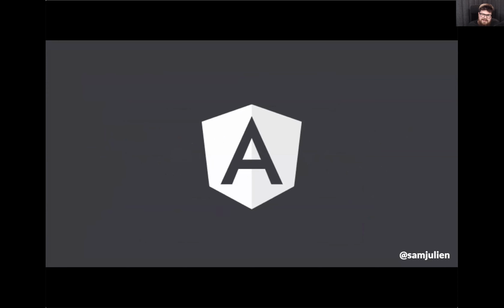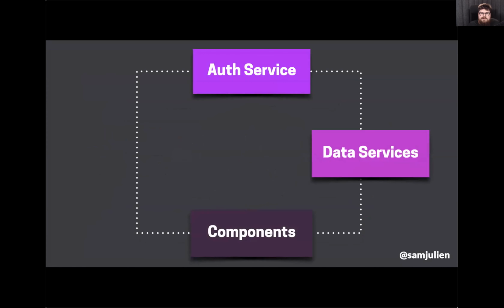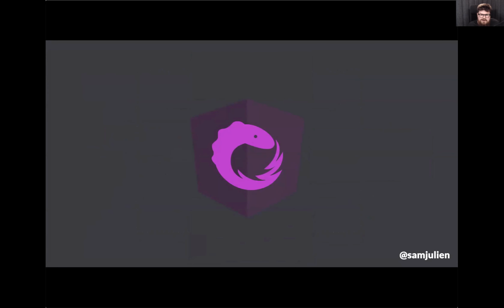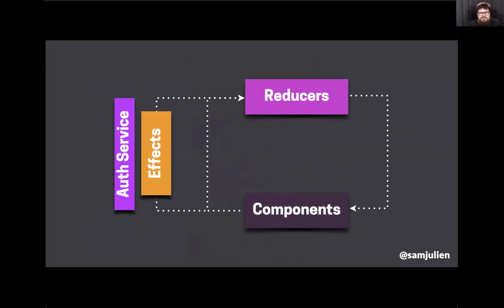In an Angular app, we normally have an auth service that's interacting with our components and maybe our data services, and the auth service handles everything for us. But when we look at NgRx architecture, all of that gets changed into this Redux pattern where we have reducers and components and effects and actions and selectors, and our auth service just becomes this thin layer alongside of our effects. We also talked about how effects have a few different functions.